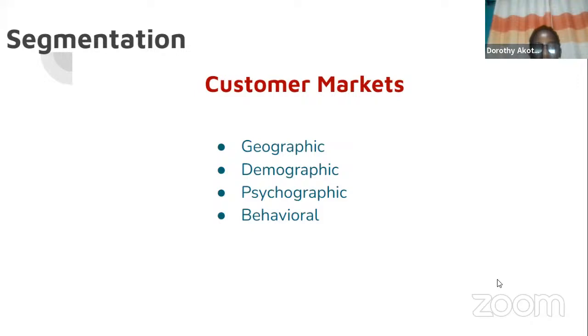So these are the customer markets, the ones I just explained in the first slide: the geographic, demographic, psychographic and behavioral aspects of the customer. Let's say we need to do analysis for the people we are selling our products to. We have to know the geographic, where they come from, and what their behaviors are.